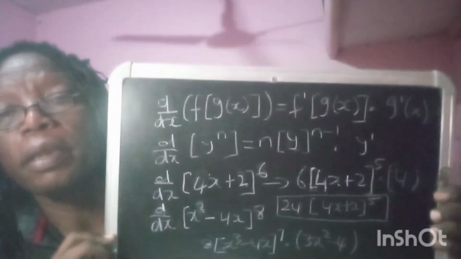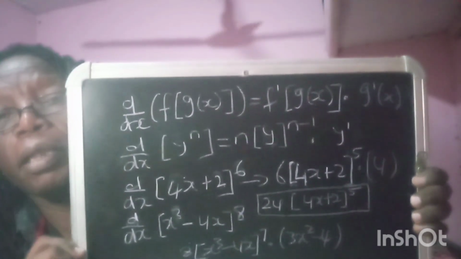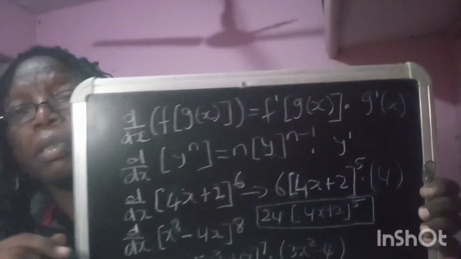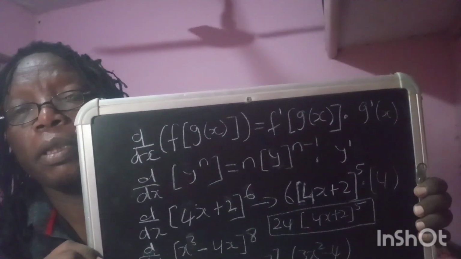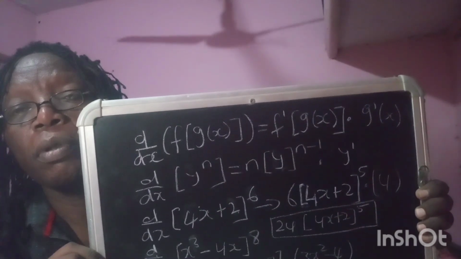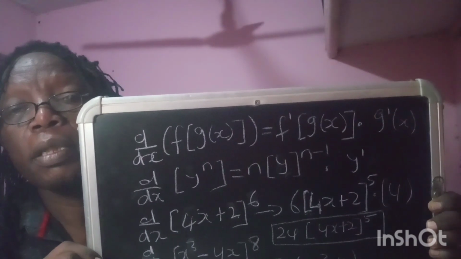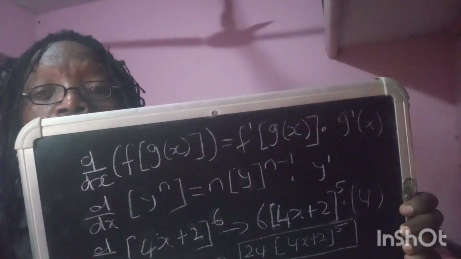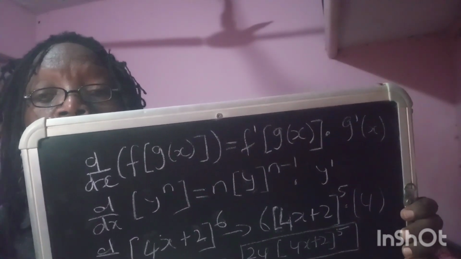I've written these things down for you. It's easier for me to explain when I've written them than just to write and explain, because each time I have to write. So you can see d over dx of f of g of x. That's a composite function. It's equal to f prime g of x times g prime. That's the formula.